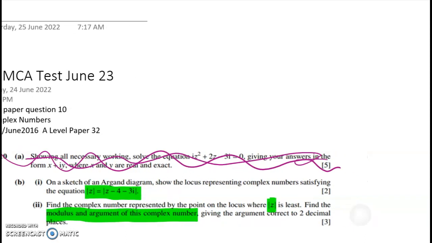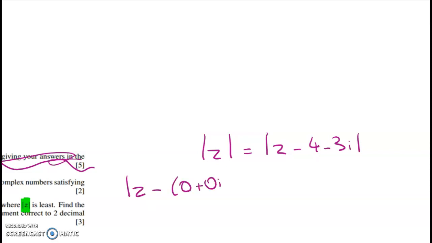So let's start off by looking at this thing here and thinking about it before we get going. So we've got this. Now we can rewrite that as a point, and its distance between the origin and the point being the same as the distance between a point and the point 4 plus 3i.